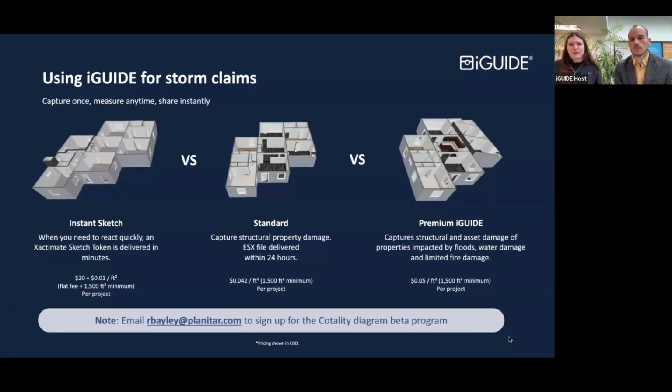So it'll kind of come concurrently. One comes first, then the other comes right after. And like we said, those are more detailed. There's drafters involved, and they're adding that additional layer of detail. And then you get that ESX file to put into Xactimate. And we'll also walk through how to do that too.